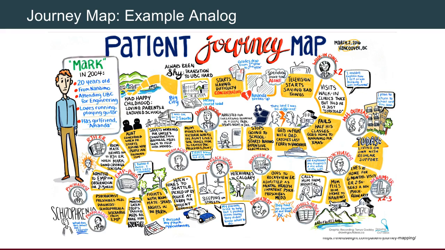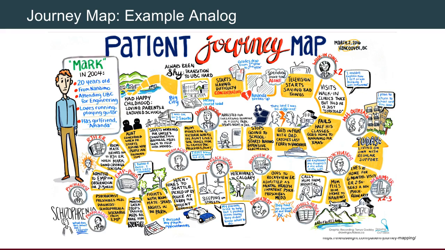As I mentioned, if you want to sketch, here's a patient journey that someone created with pen and paper. If you look on the left, we have Mark, who is 20 years old. He's from Nanaimo. He's attending UBC for engineering. He loves running. He has a girlfriend, Amanda. That description of Mark is what's called a persona.